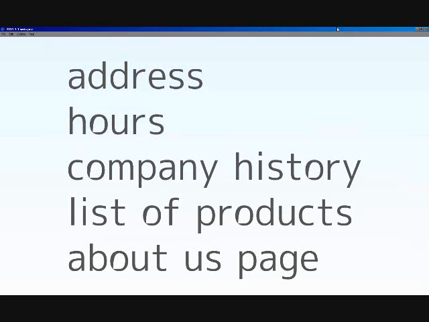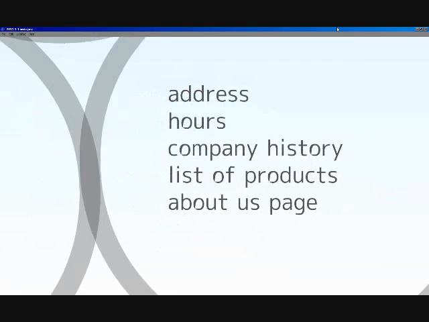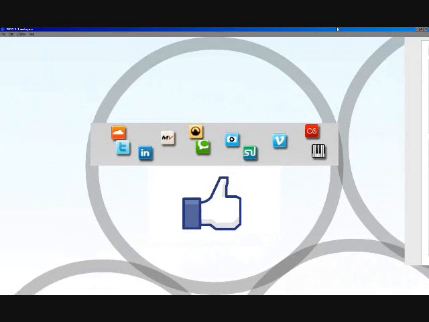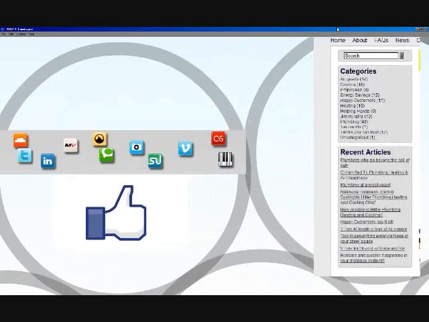And we include static information. You might include address, hours, company history, that type of information as your static page information. We also provide for comments and threaded conversations. This is a feature that allows your visitors to get involved in your conversations, the conversations regarding your content. And we also make it very easy for you to share your information. By simply clicking on a social network icon, you can share this content with your friends in your networks.